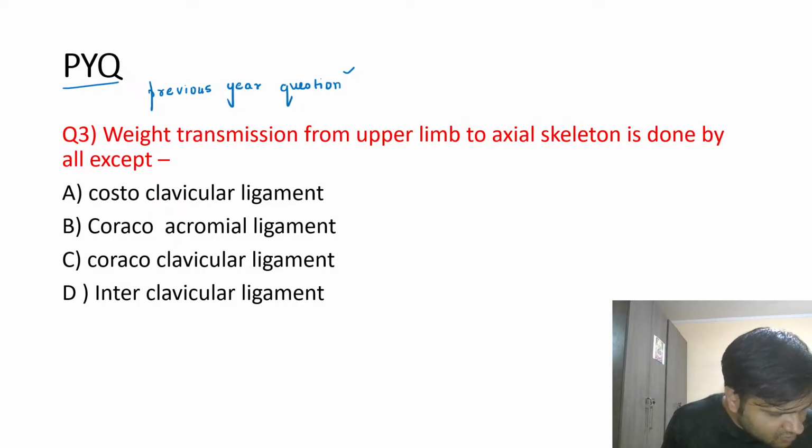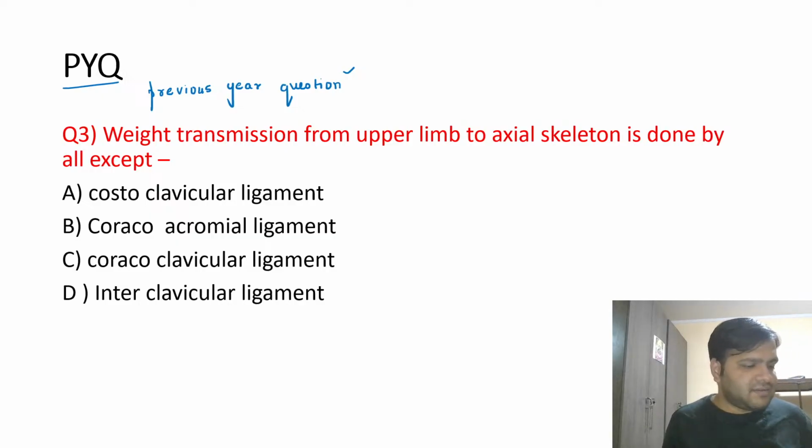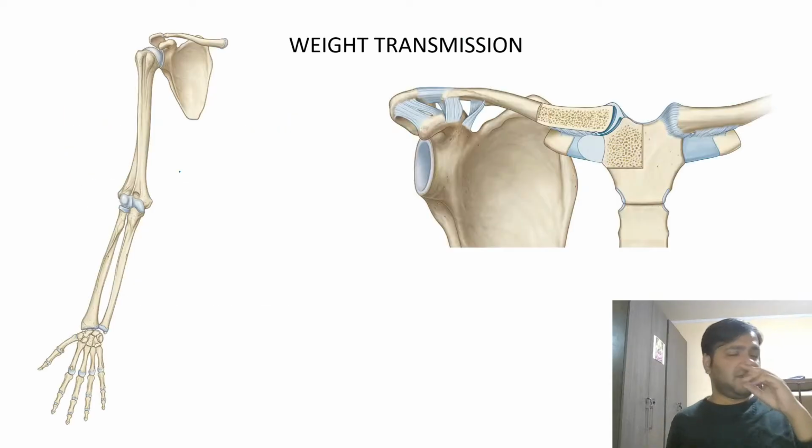B, Satvik, Chaitanya, Khushi, Ishita, Shiv, Sadan. Okay, let us just try. It has asked all except. Let us first understand the concept. What is the weight transmission in upper limb?